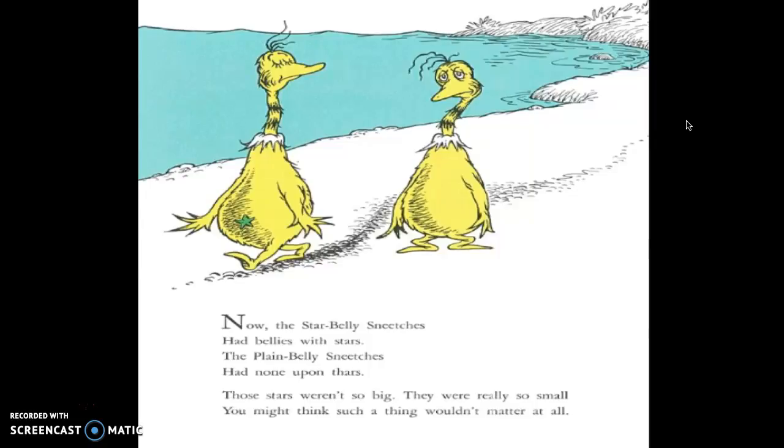Look at that illustration. Does it seem, by the look on the characters' faces, that the star doesn't matter at all? I think the words say that you would think such a thing wouldn't matter at all. But when you look at the faces, on the one on the left, you can see that he thinks he's pretty special, while the other Sneetch on the right without the star feels very sad.